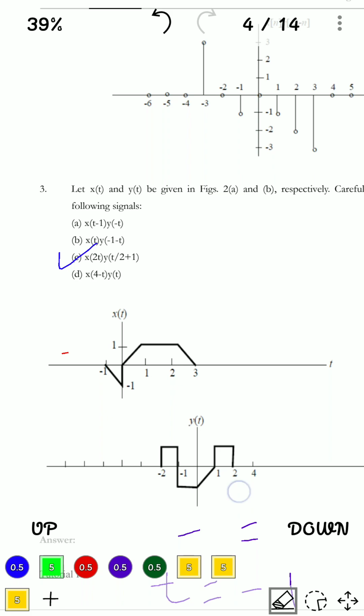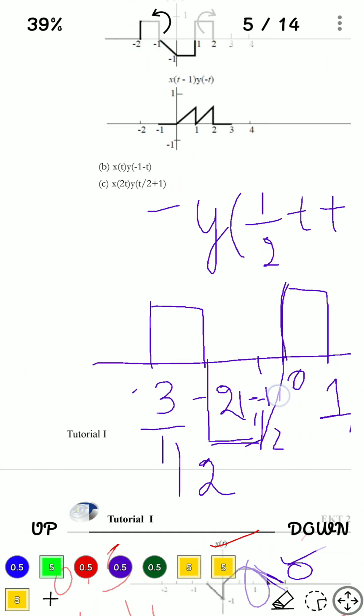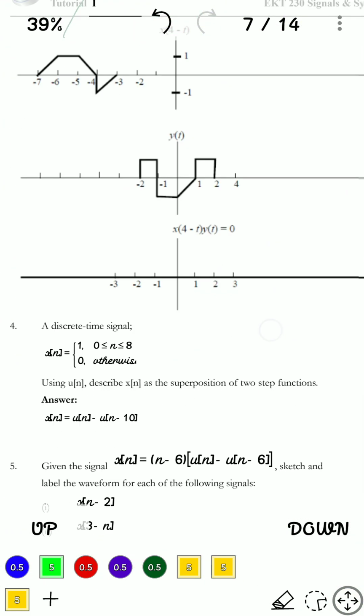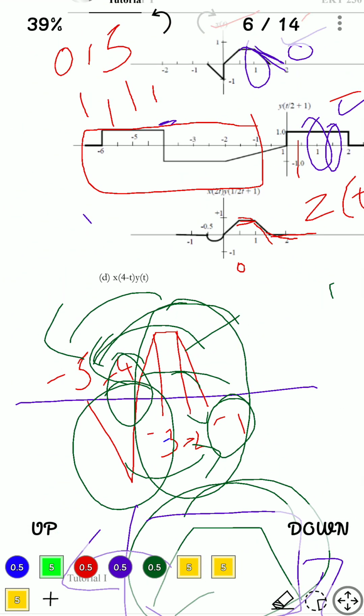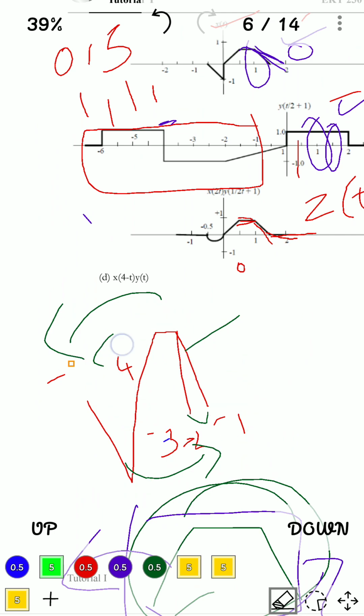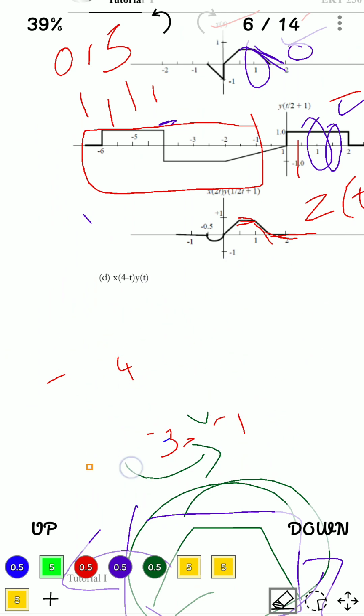So let us start with the other problem. In the case of the other problem, your question is x of 4 minus t into y of t. Let me erase it. I had actually written it just for practice.